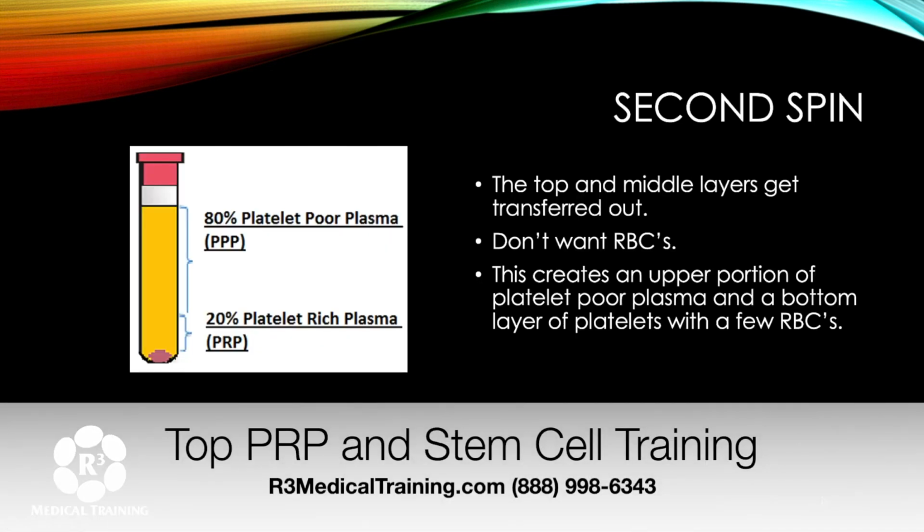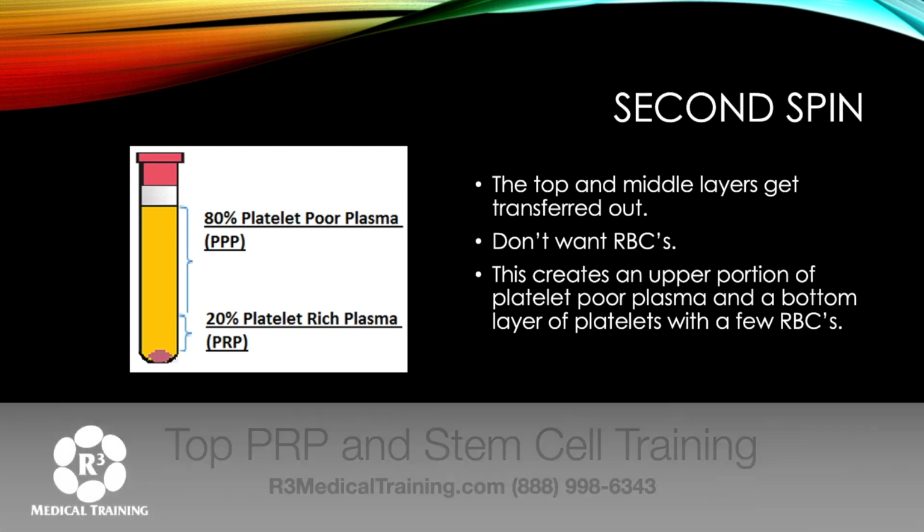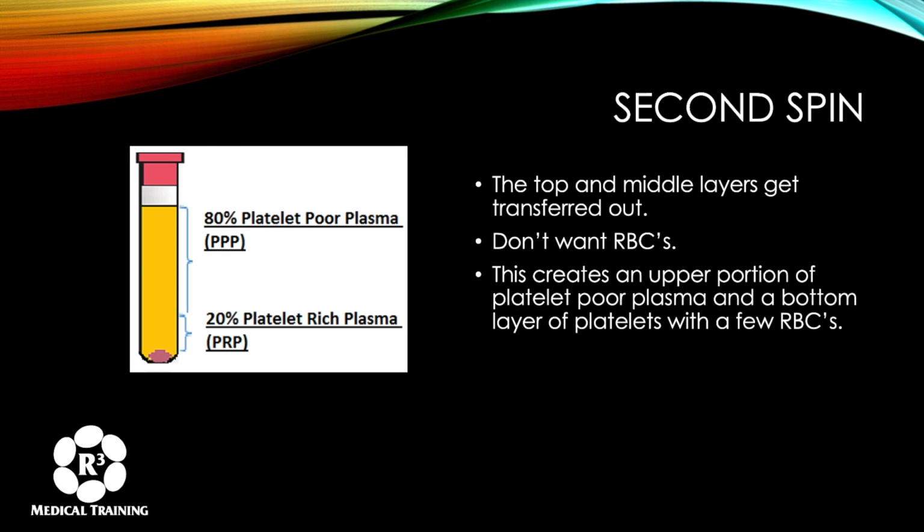Alright, second spin. You would take the top layer, which is mostly plasma, and the middle layer, the buffy coat, and transfer that out. Okay. What you don't want, as I mentioned, is the red blood cells, the bottom layer. Those you want discarded. So most kits you aspirate until you get a tinge of pink, which is where the red blood cell layer starts, and then you stop.